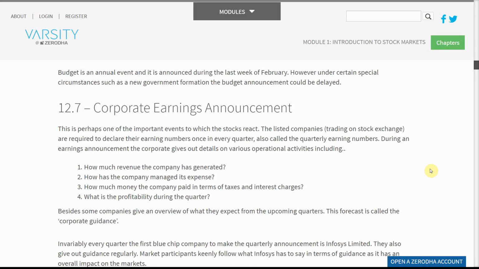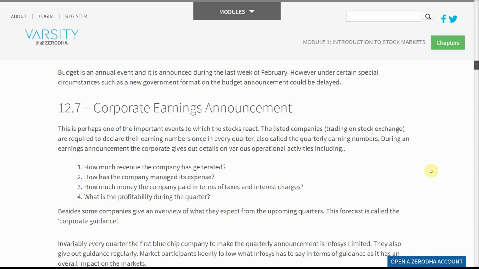Budget is an annual event and it is announced during the last week of February. However, under certain special circumstances such as a new government formation, the budget announcement could be delayed. 12.7 Corporate Earnings Announcement. This is perhaps one of the important events to which the stocks react.